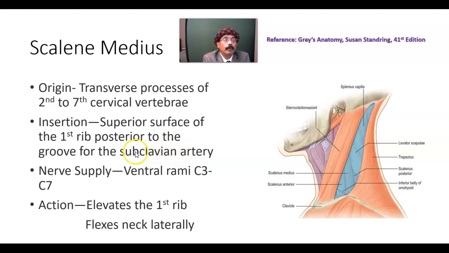In front of the subclavian artery we have the scalene anterior. In front of the scalene anterior is the subclavian vein. Behind the scalene anterior we have the subclavian artery. Insertion: superior surface of the first rib, posterior to the groove for the subclavian artery. So the subclavian artery is present between the scalene anterior and scalene medius. Nerve supply: ventral rami of C3 to C7. Action: elevates the first rib and flexes the neck laterally.